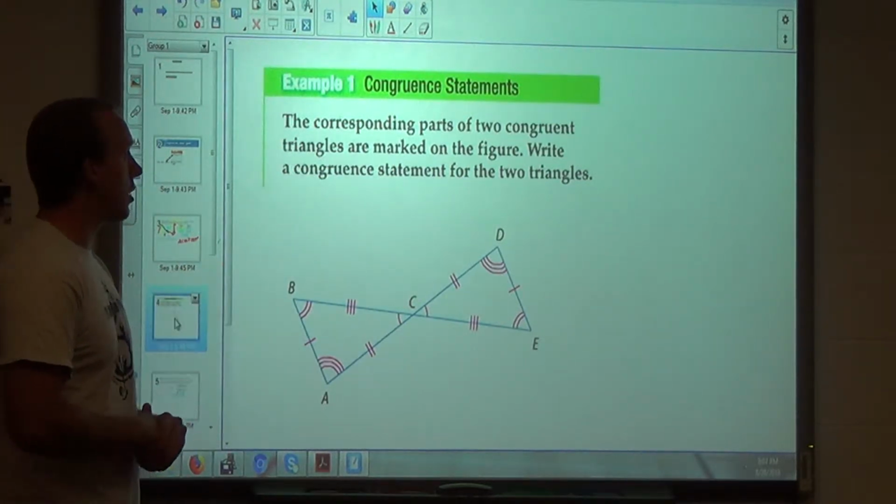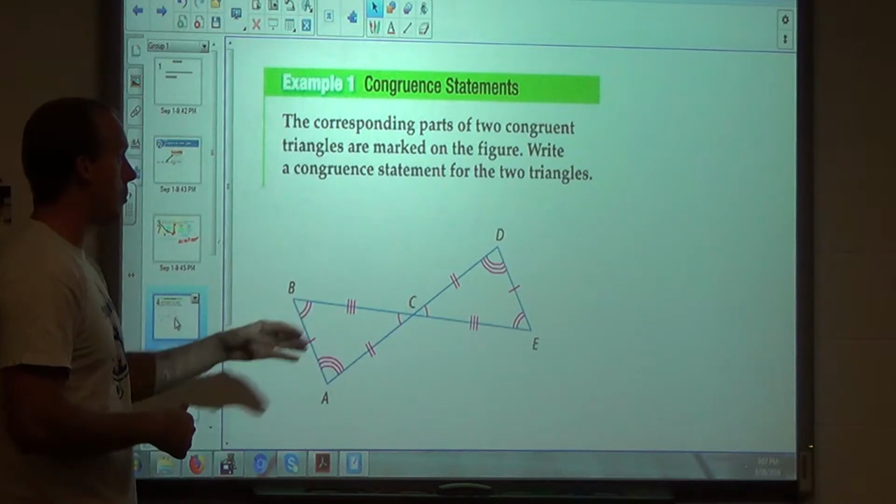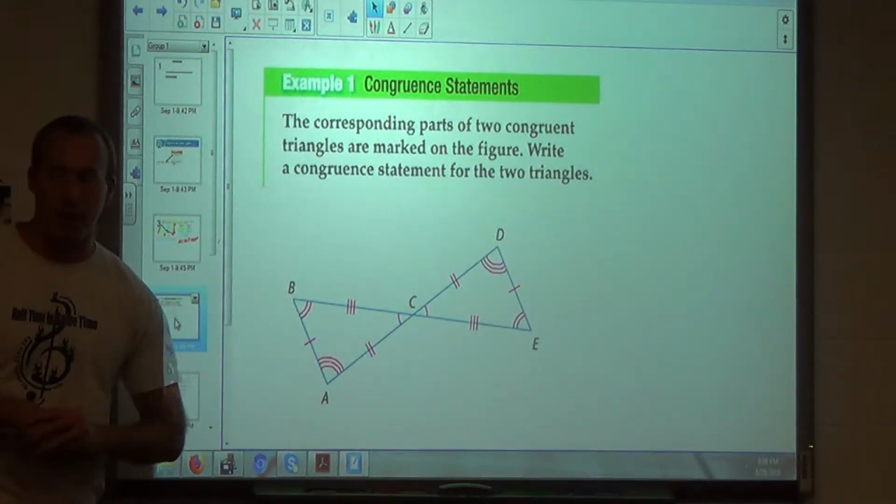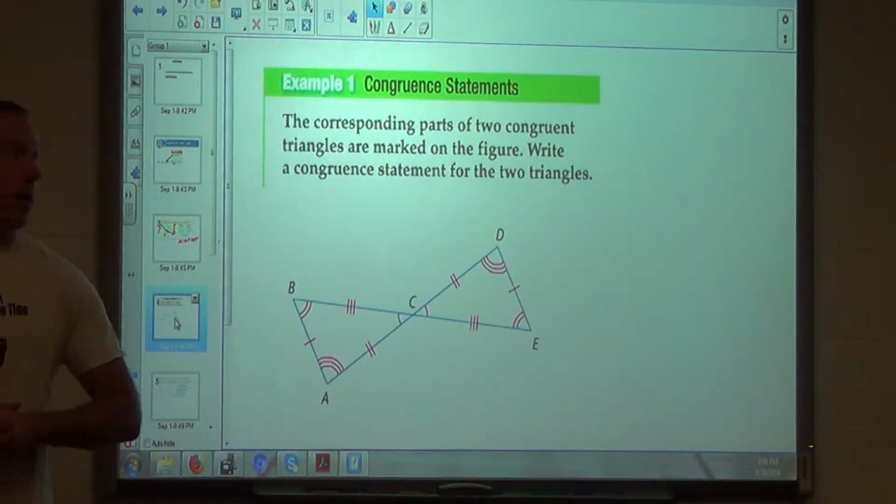So the corresponding parts of two congruent triangles are marked on the figure below. Write a congruent statement for the two triangles. Okay, so I'll let you do that on your paper right now. Give you 30 seconds here. Ready, and go.